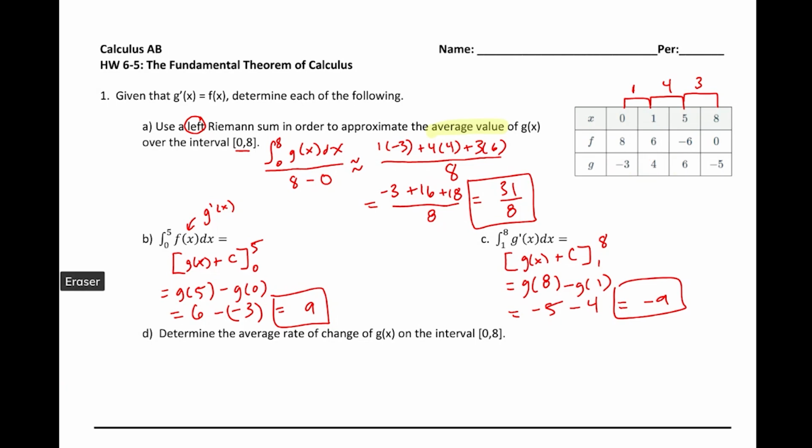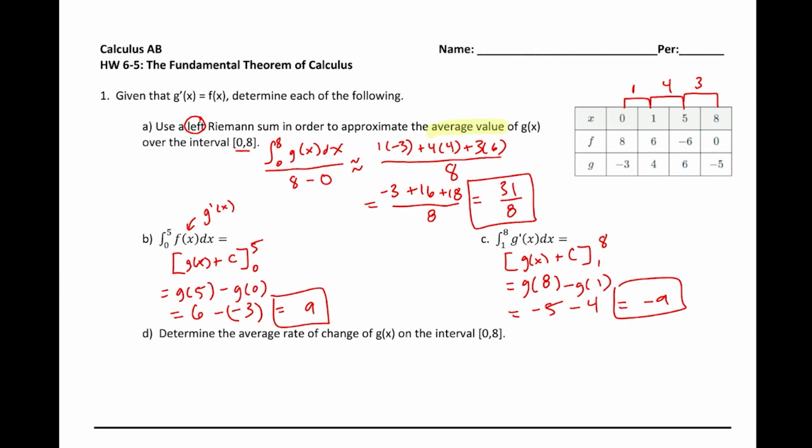I'm going to erase some of this so we don't get distracted by all these other values. Letter D says determine the average rate of change of g of x on the interval 0 to 5. Okay, or 0 to 8.